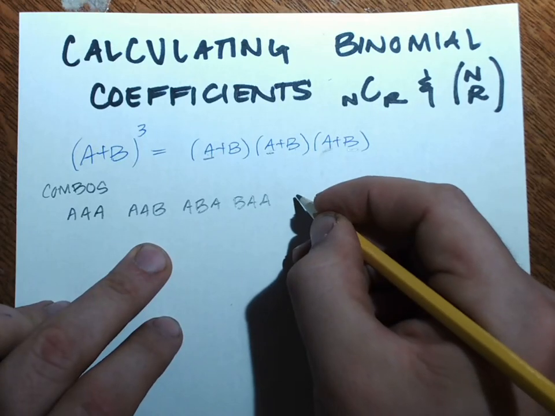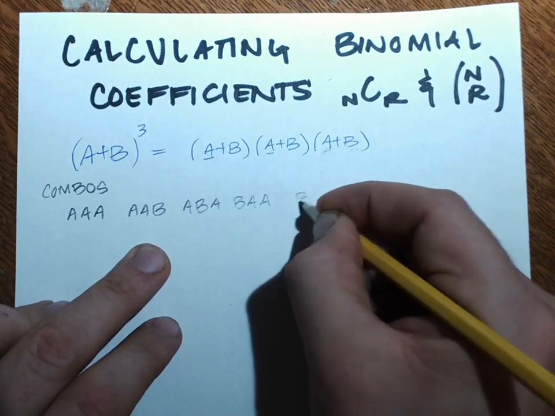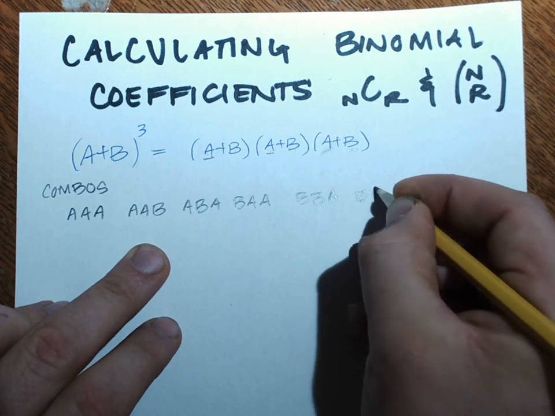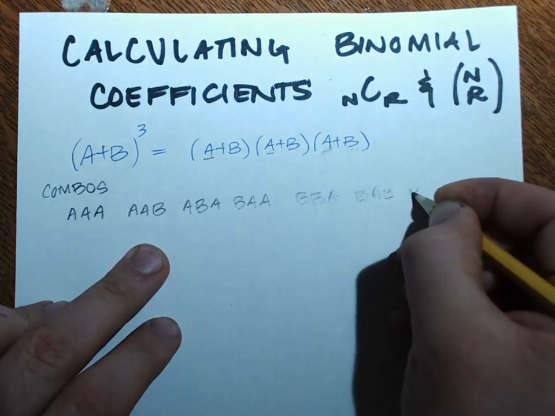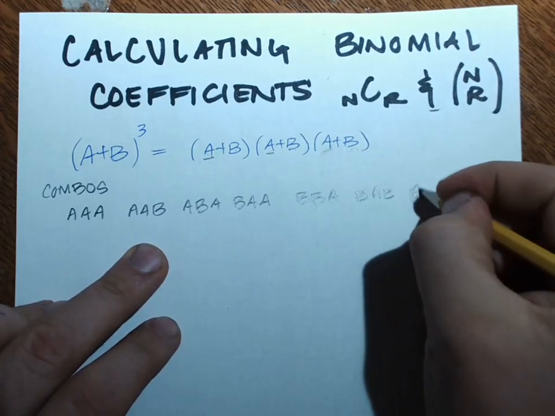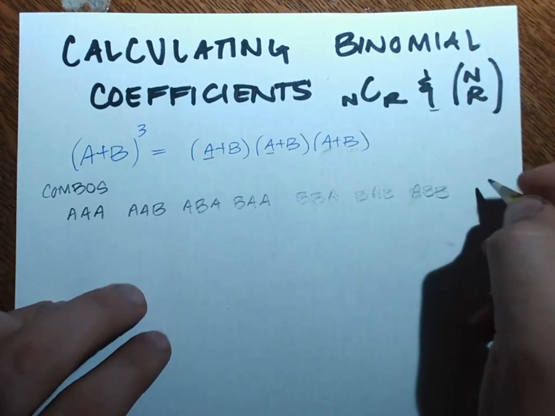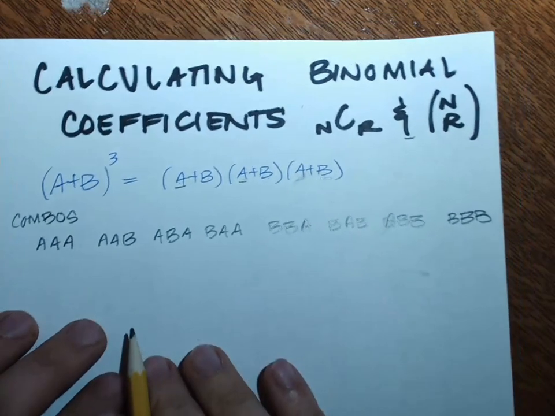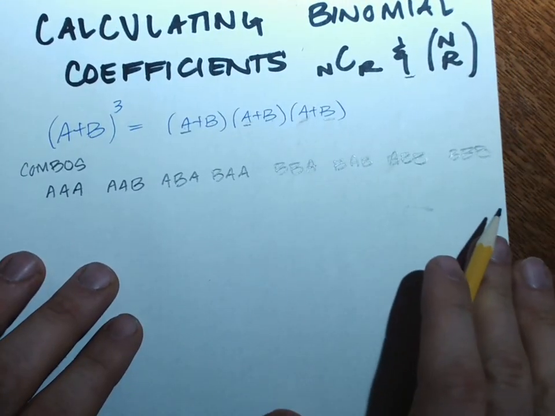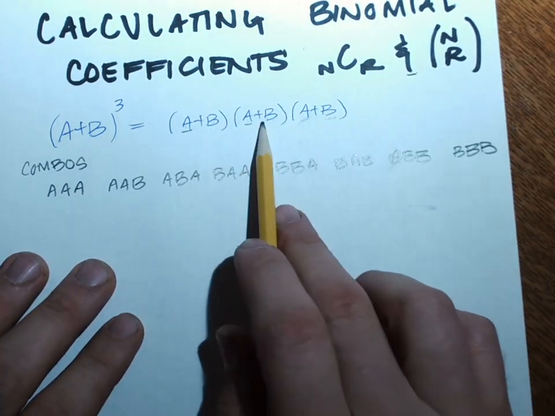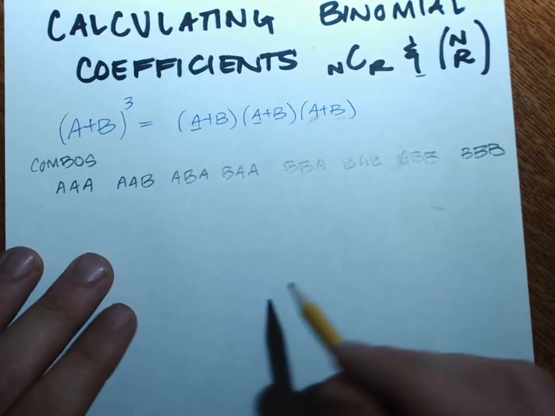and the next one, BAA, and then BBA, BAB, ABB. I already got that one. ABB, and lastly, B times B times B. So there's no other way. No, there's no other combination of multiplying if you pick one thing from each parenthesis and multiply it.